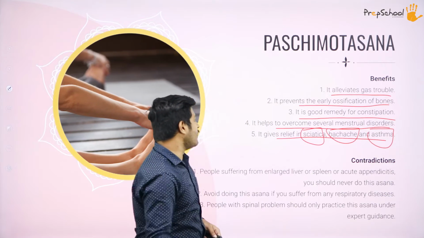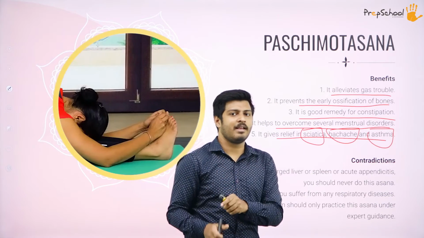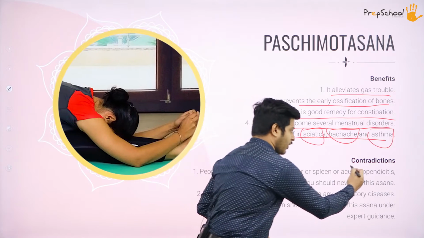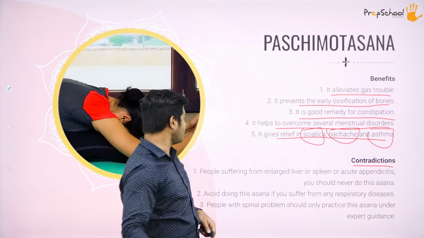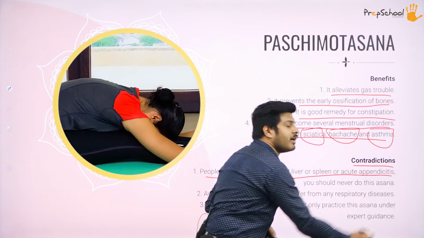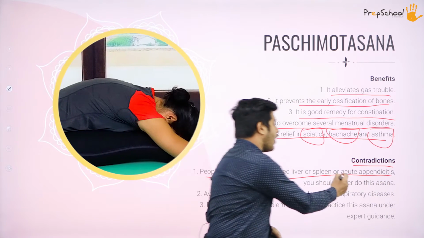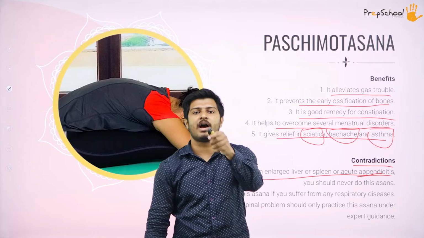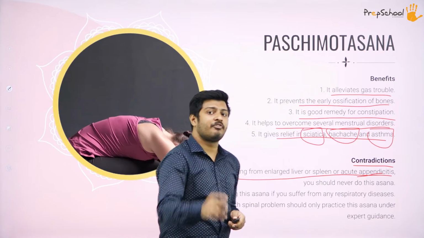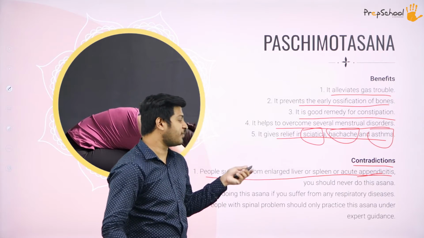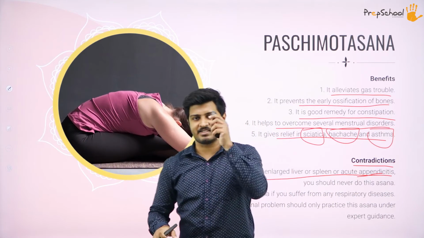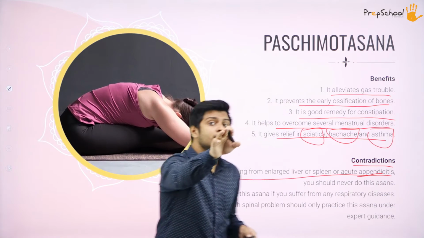Okay, now moving on to the contradictions. Like I said, we cannot forget contradiction, it should not be overlooked, it is important. Moving on to the contradiction of Paschimottanasana. The first contradiction is people suffering from enlarged liver or spleen or acute appendicitis should avoid practicing Paschimottanasana. That is again the first contradiction of Paschimottanasana. So if any of these situations are being faced, please avoid practicing this particular asana.